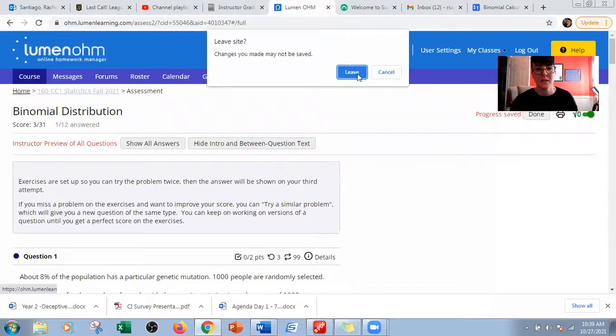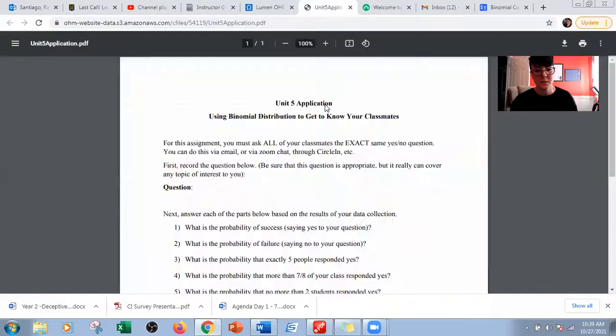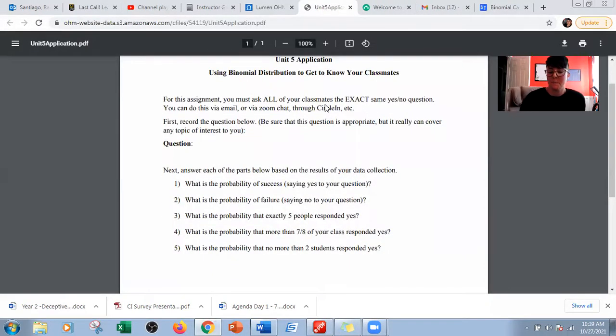Let's take a look. And I'll open this up. Number 4. I'm confused on what it's asking. When it's saying what is the probability that more than 7/8 of your class responded? I want you to start thinking about what part of the class that represents. 7/8 of the class. I want you to think of how many students that would actually be. I don't know it yet. That's okay.